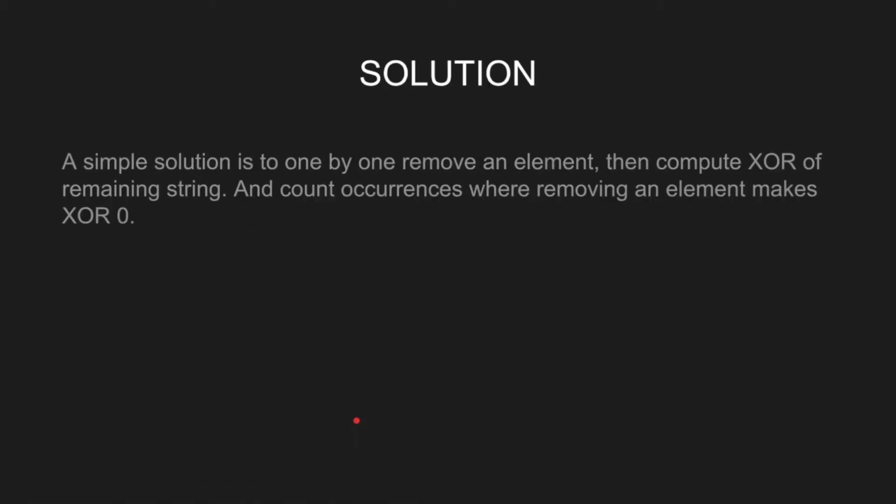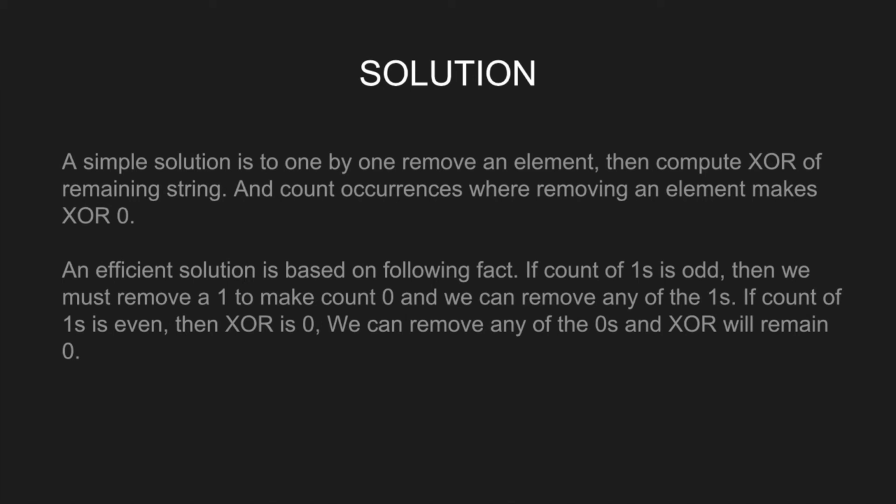A simple solution is to remove elements one by one, then compute the XOR of the remaining string, and count the occurrences where removing an element makes XOR 0. An efficient solution is based on the following fact. If the count of ones is odd, then we must remove a 1 to make the count even, and we can remove any of the ones. If the count of ones is even, then XOR is 0. We can remove any of the zeros and XOR will remain 0.